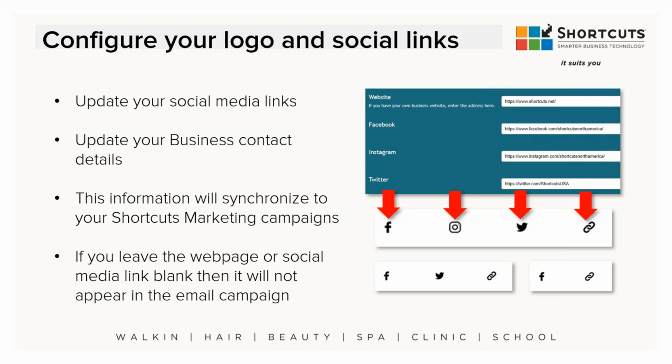So at the very top, your company logo will appear. In the middle will be your message to your customers. And then at the bottom, you can have a link for online booking as well as your social media. Now, if you don't have a Twitter or an Instagram and you leave those blank, don't worry, those buttons will not appear on the email. So you're not going to have any sort of dead links.